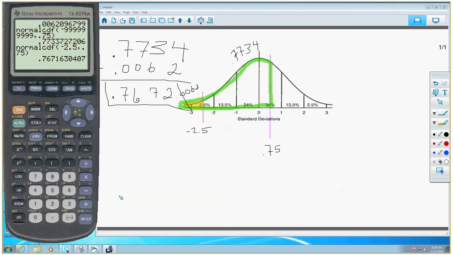Impress your friends. Carry your calculator with you and you can impress anybody. Tell how much I use it.